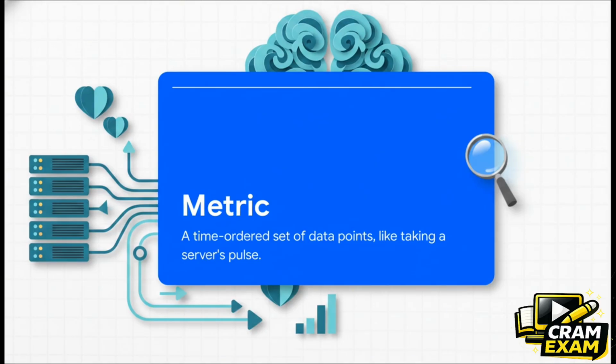You can think of CloudWatch as the central nervous system of your entire AWS architecture. It's this monitoring and observability service that continuously collects and tracks data across all your applications. And the most fundamental building block here, it's called a metric. A metric is quite simply a time-ordered set of data points. Think of it almost like taking a server's pulse. Every few minutes, your Amazon EC2 instances are automatically sending metrics back to CloudWatch, things like CPU utilization, disk reads, and network traffic going out.